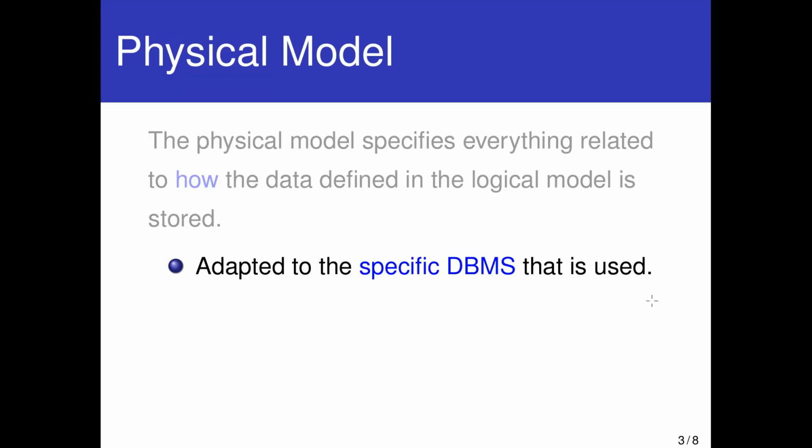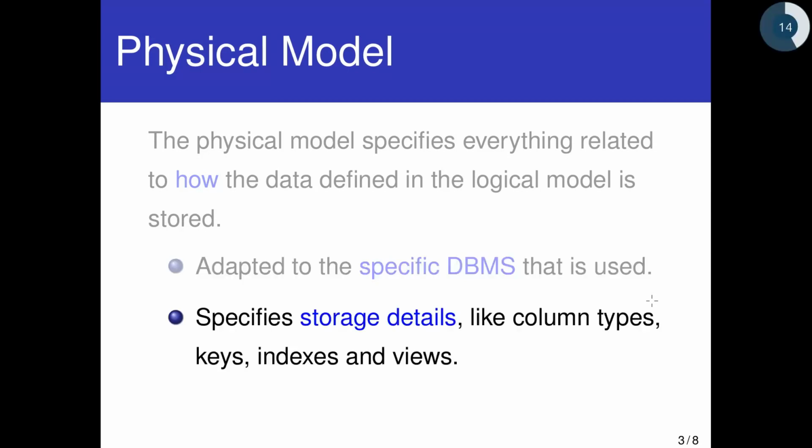And now, of course, now that we're about to implement the database, we have to adapt it to the specific DBMS, Postgres for example, that is being used. And also we have to specify all storage details. Now we should really specify the database in complete detail. We have to list all column types, all keys, indexes, and views, and so on. Otherwise we won't be able to implement the database, of course.